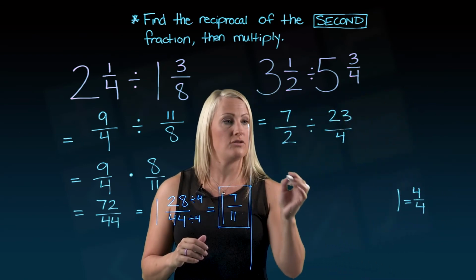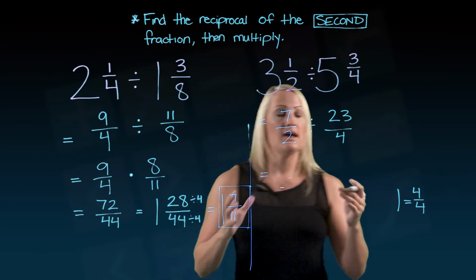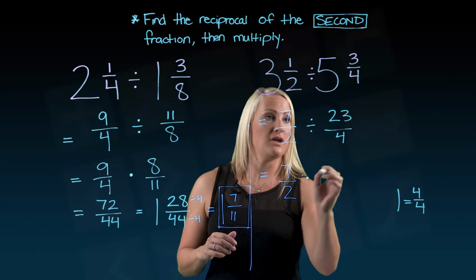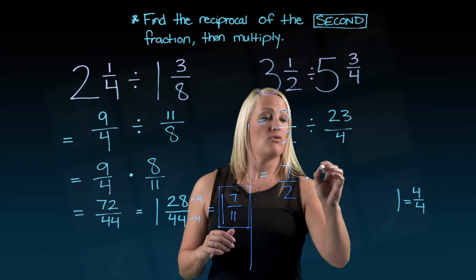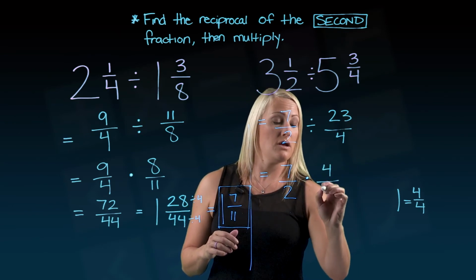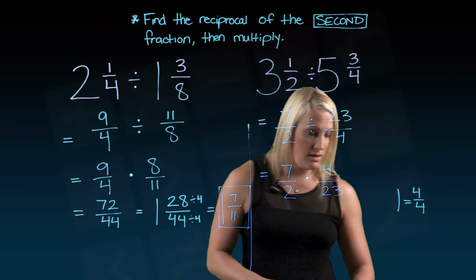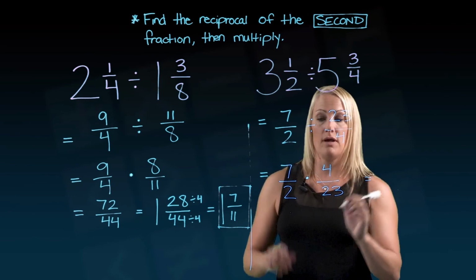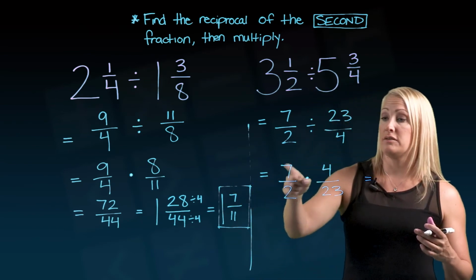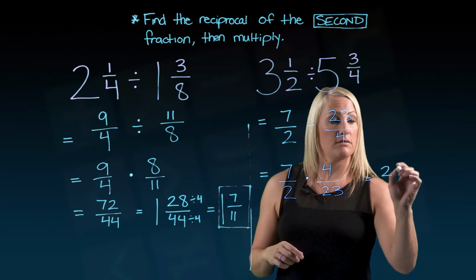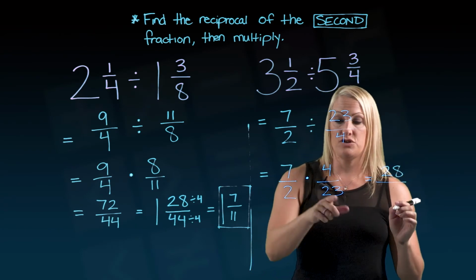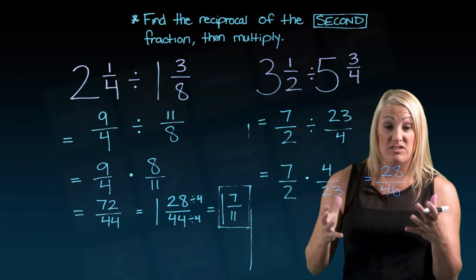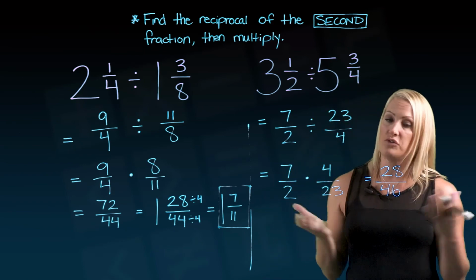I'll just draw a line there so it's a little easier to see. So 7 over 2 stays the same. Let's turn that into a multiplication sign. 23 over 4 flips. We're now 4 over 23. And if I erase this, I'm going to give myself a little bit more space over here to write the answer for you. So now I'm just going to multiply straight across. 7 times 4, which is 28. And 2 times 23, which is 46. That's the answer. That's the right answer, but if you can reduce it, you might as well.